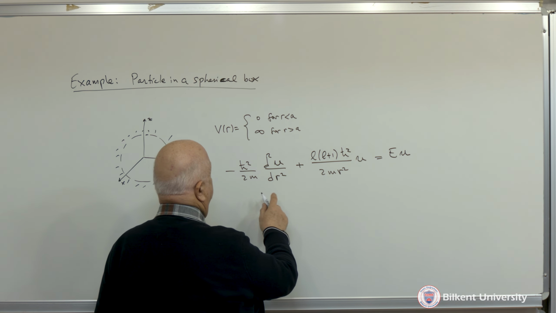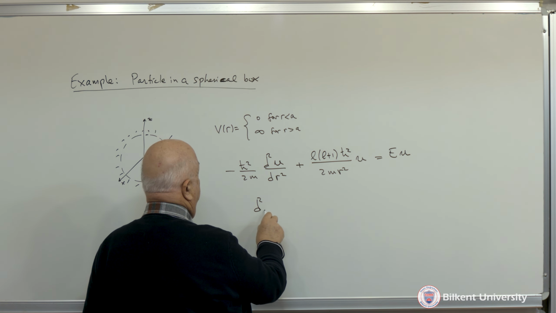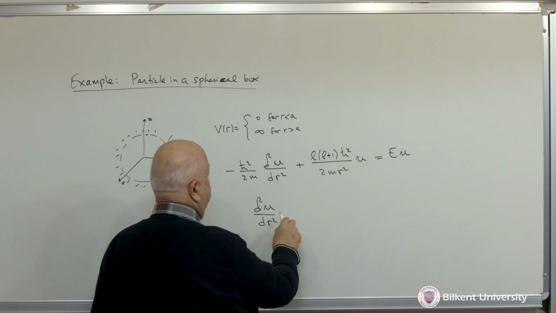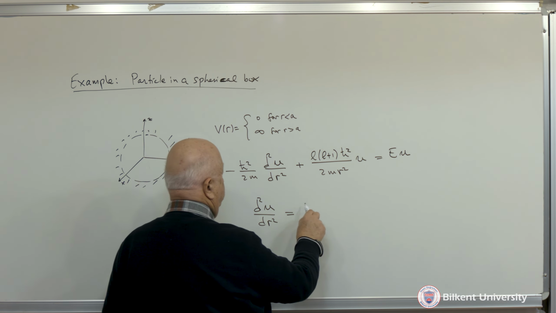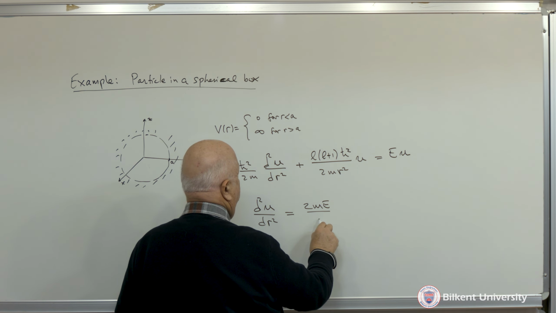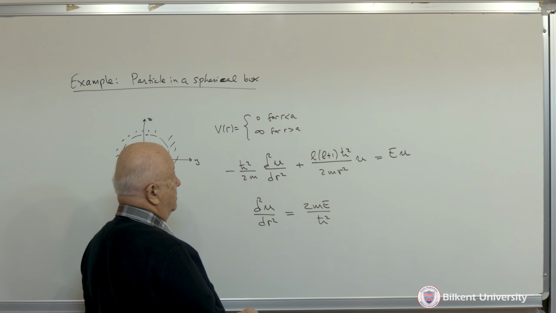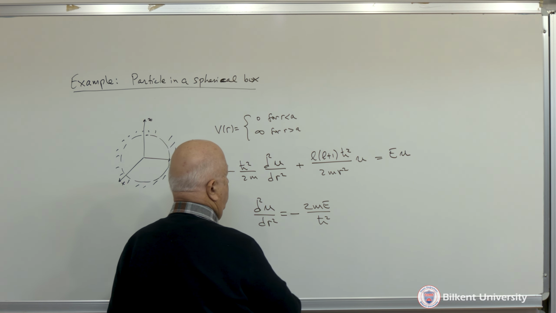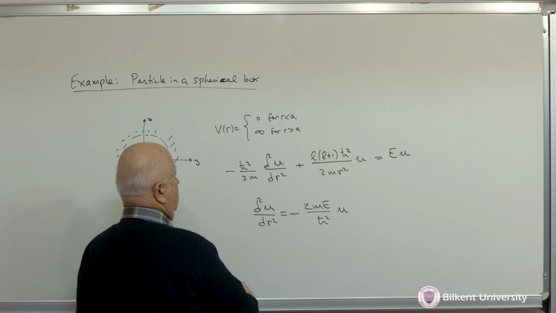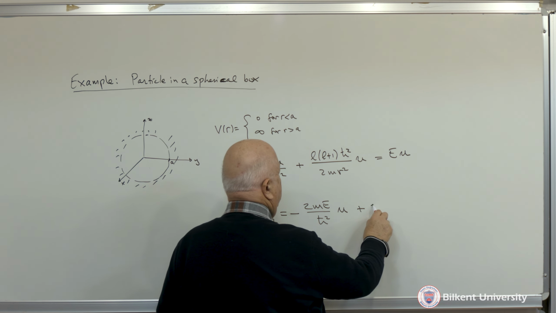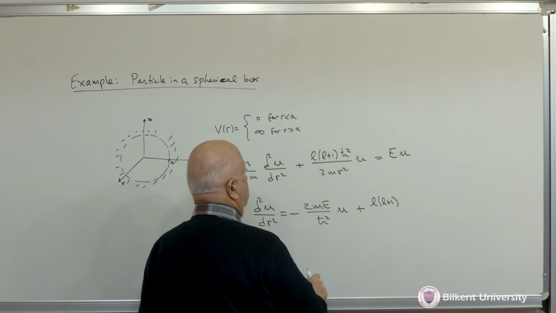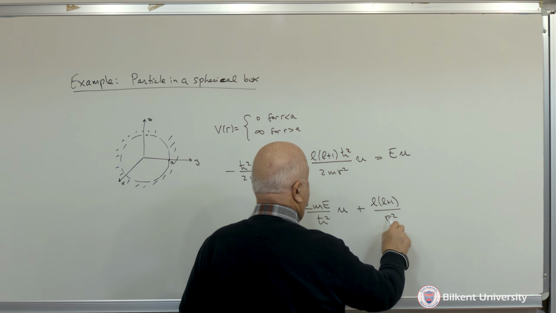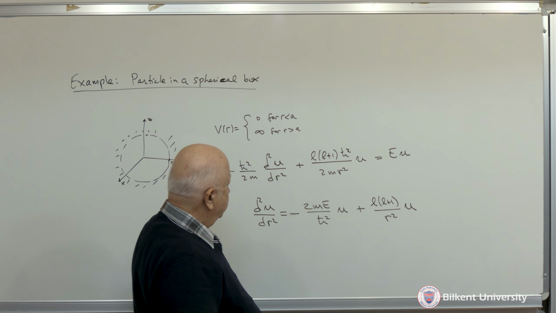Let me, in fact, just rearrange terms so that I get d squared u dr squared is equal to what? 2mE over h bar squared, with a minus sign, u, and then I'm going to get also something with a plus sign, L(L+1) over r squared u. The 2m over h bar squared is gone, so please check my algebra. So that's what the equation looks like.